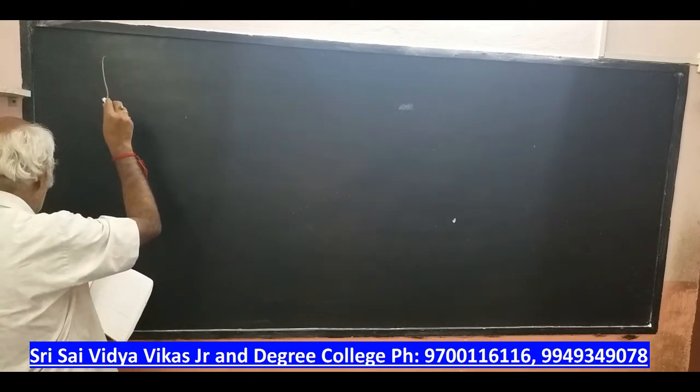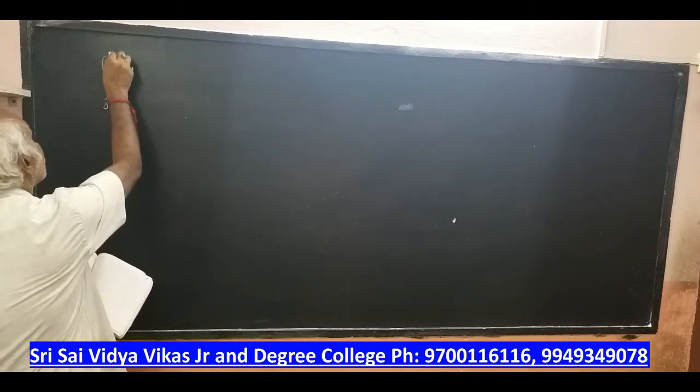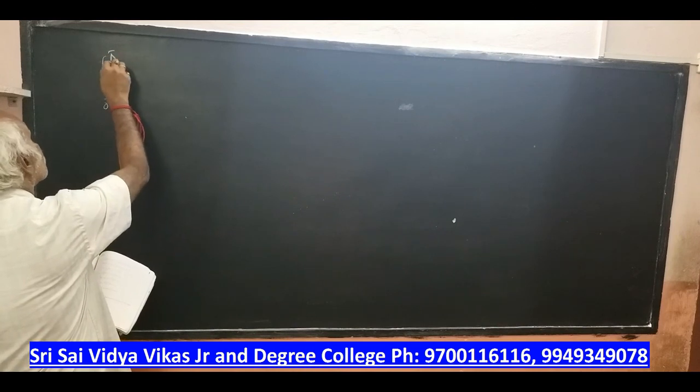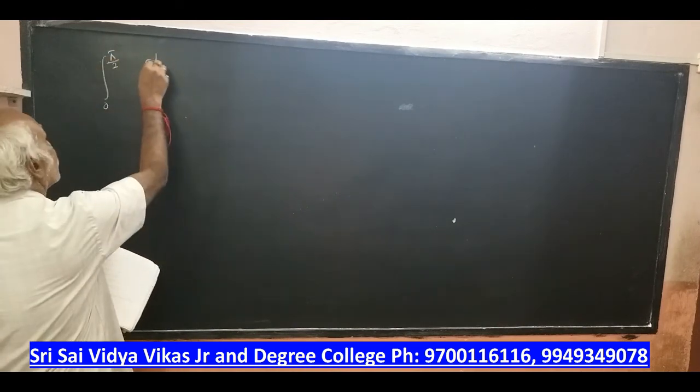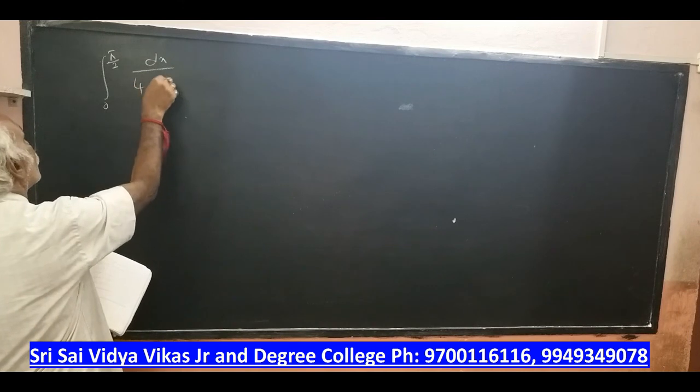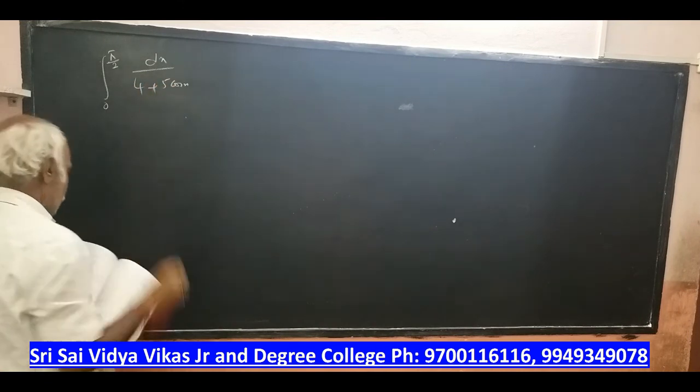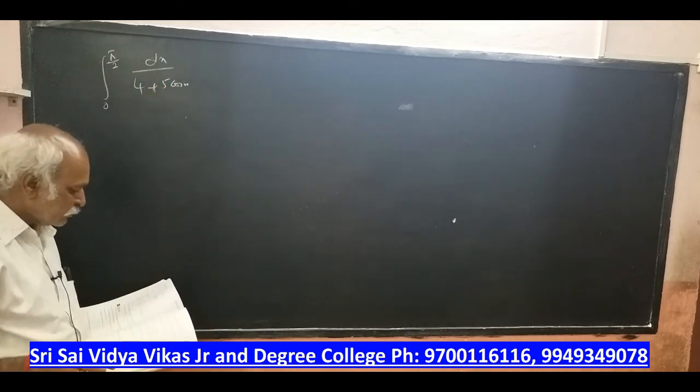Integration of 0 to pi by 2, dx by 4 plus 5 cos x. Now, what do we have to do?